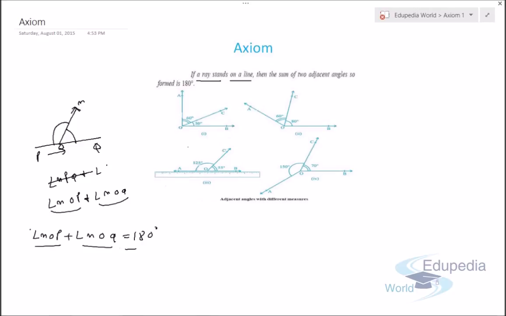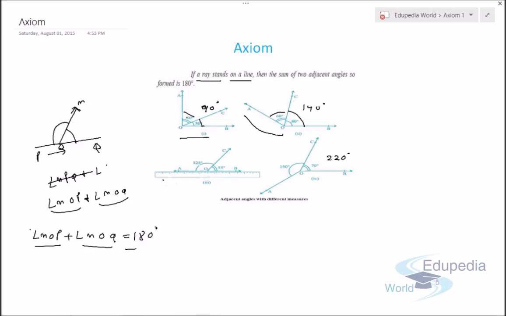In figure 1, these are two adjacent angles, but the ray does not stand on a line at OB, so the sum of these two adjacent angles will not be 180. If we add these two angles, 60 plus 30, it will be 90. In this diagram, if we add these two, it will be 140. If we add these two, it will again be greater than 180. This is not a straight line, and the sum will be 220.